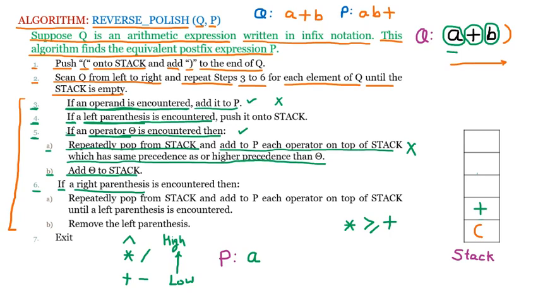Now for the symbol B, again it will start from line number 3 because we know that this is the while loop. If an operand is encountered, yes, B is an operand, then add to P, that means P, the postfix expression. So B will be added here. If I check the next line, is it a left parenthesis? No. Is it an operator? No. Is it a right parenthesis? No. So lines 4, 5, 6 will not execute. Only line number 3 will be executed for B.